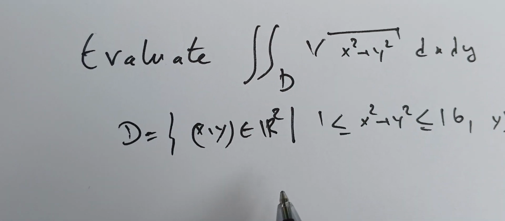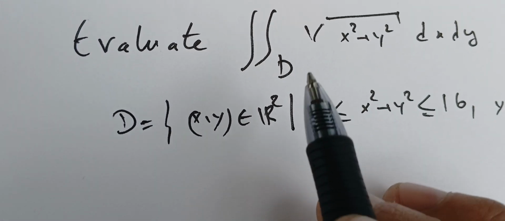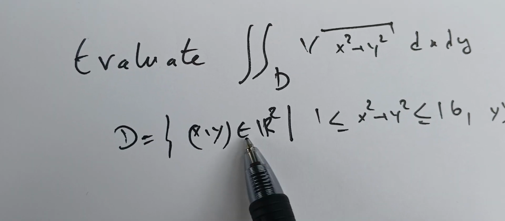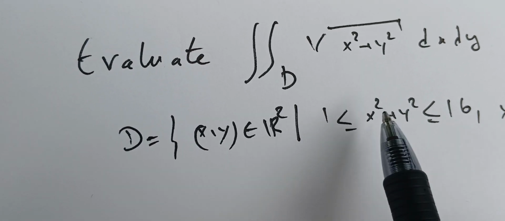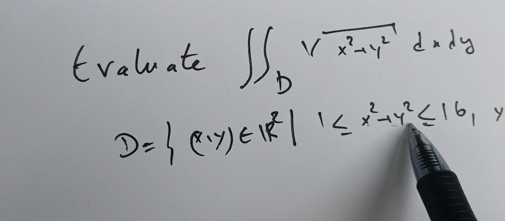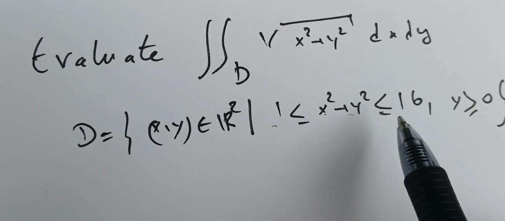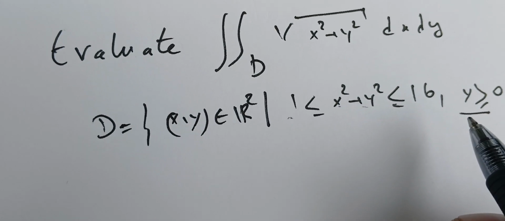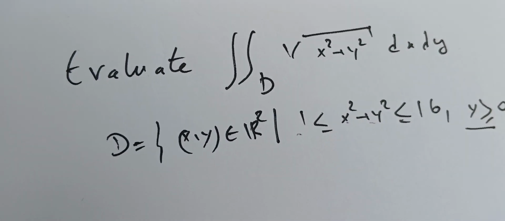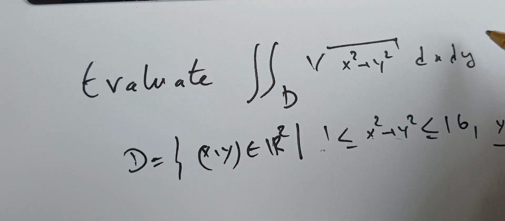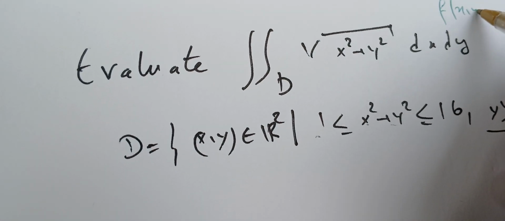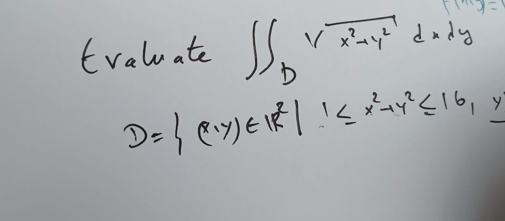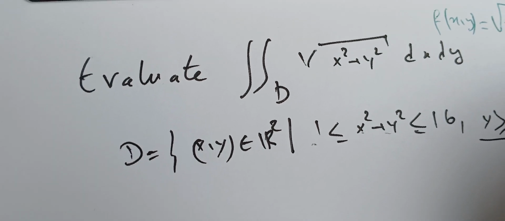Let's evaluate this double integral on D, where D is the set of (x, y) in R squared such that x squared plus y squared is between 1 and 16. And also we have the condition that y is greater than or equal to 0. In our case, our function that depends on x and y is the square root of x squared plus y squared, and it's greater than or equal to 0.